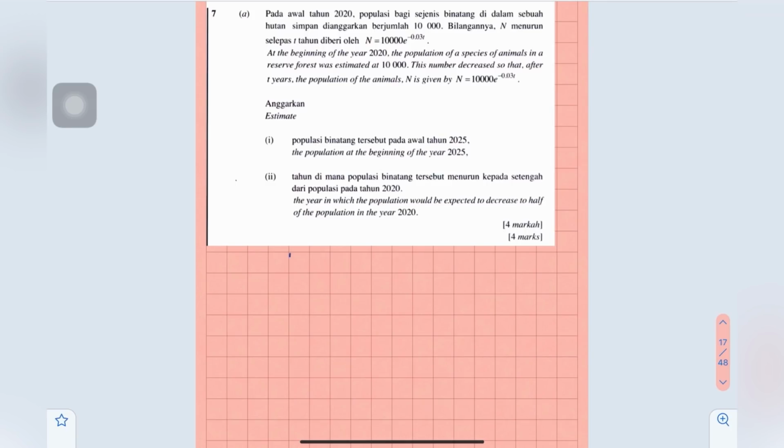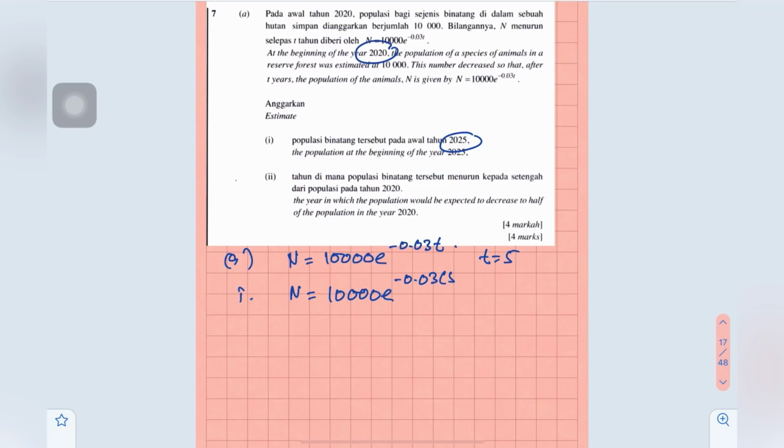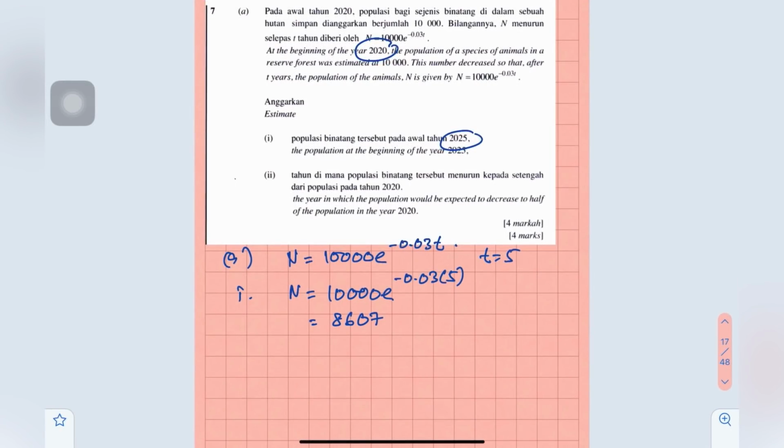Okay, so at first given N equals 10,000 e power of negative 0.03t. Sekarang yang the first one, dia nak population awal tahun 2025. Tadi start 2020, sekarang 2025. So dia punya t 5 lah kan. Okay, so substitute 10,000 e power of negative 0.03 power of 5. Ni kita akan dapat 8,607.